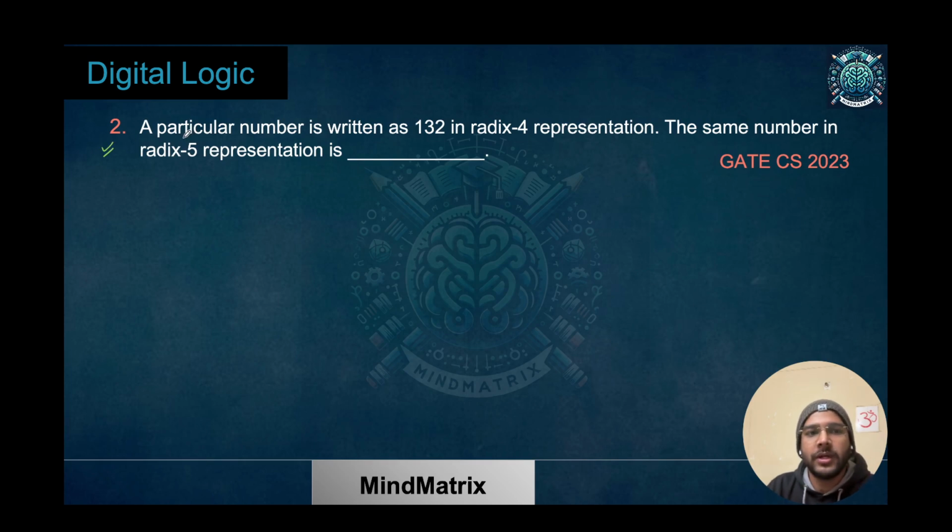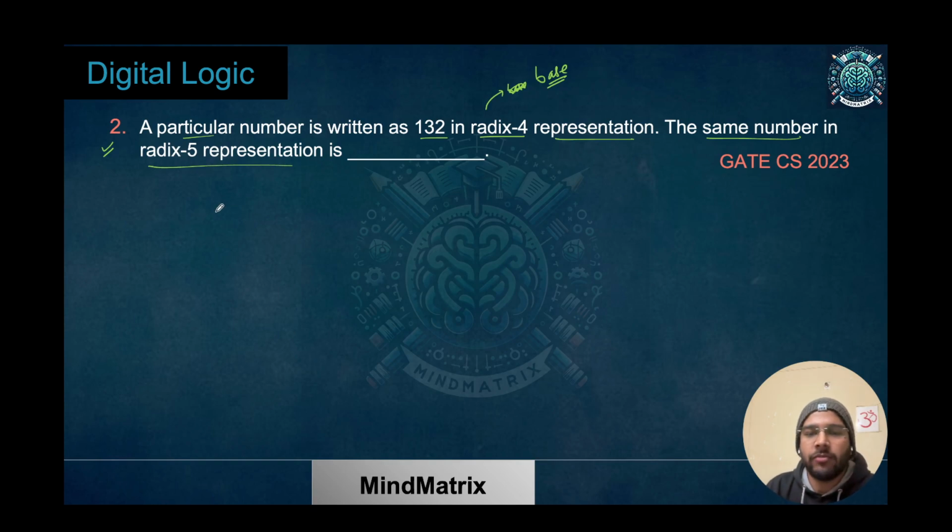Question number 2 says a particular number is written as 132 in radix 4 representation, and we need to find its radix 5 representation. What do you mean by radix? That is nothing but the base of the given number.